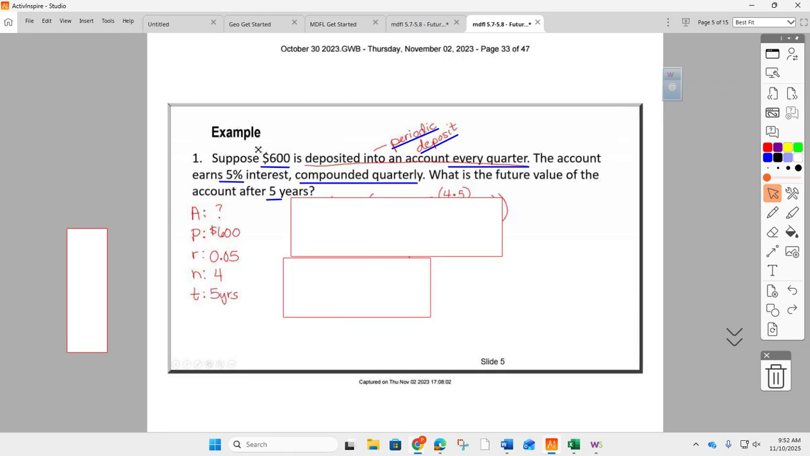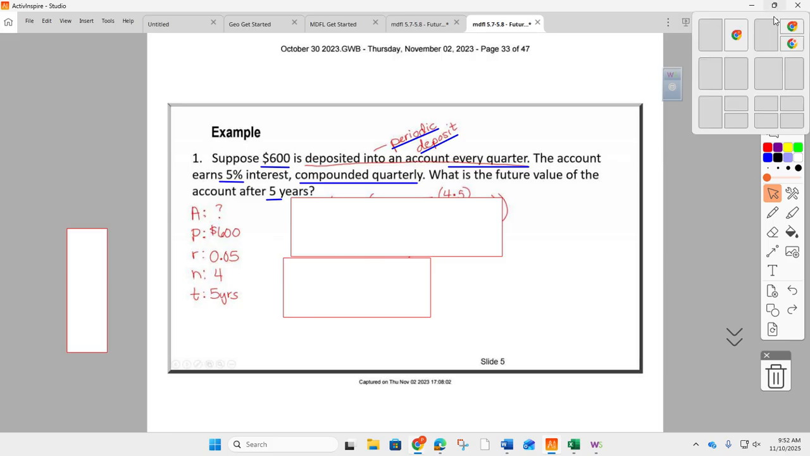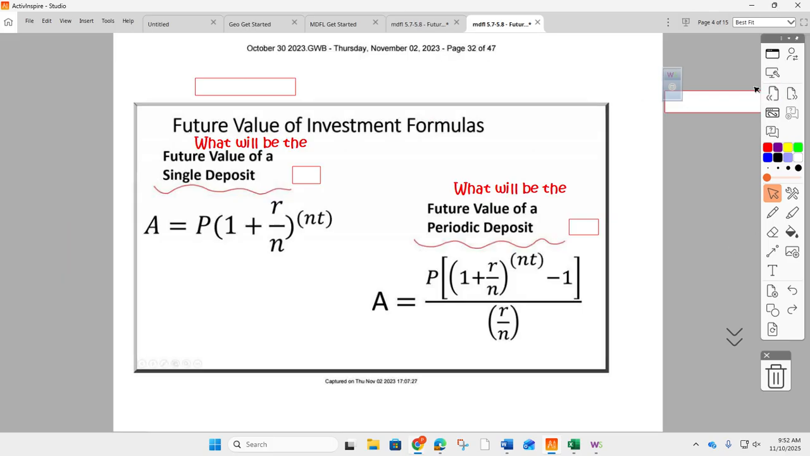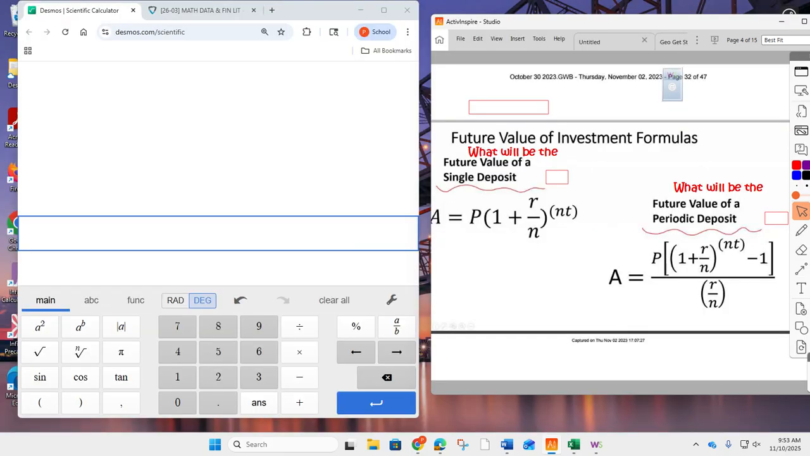All right, so our P is 600, our rate is 0.05, our N is 4, and our T is 5. So we're going to use this formula and plug in. It's a big fraction, so I'm going to start with a fraction. That's what everyone should be doing right now. Everyone should be doing what I'm doing.